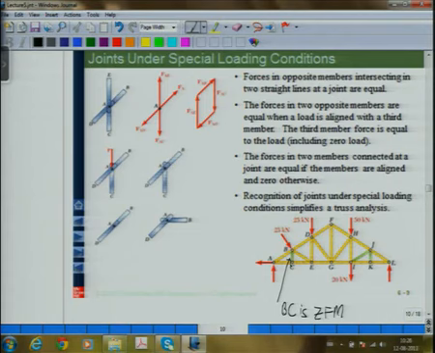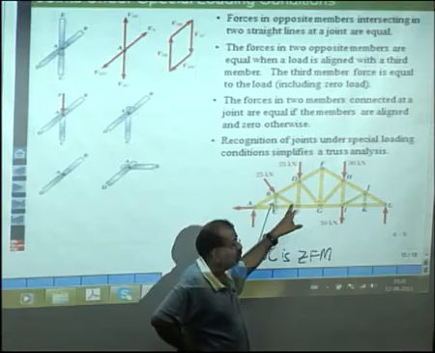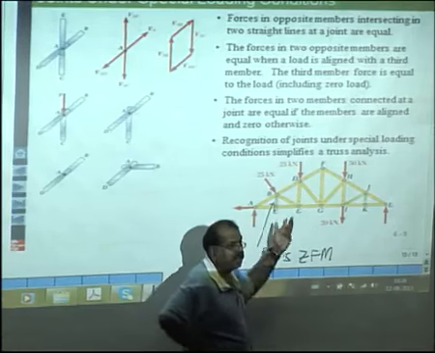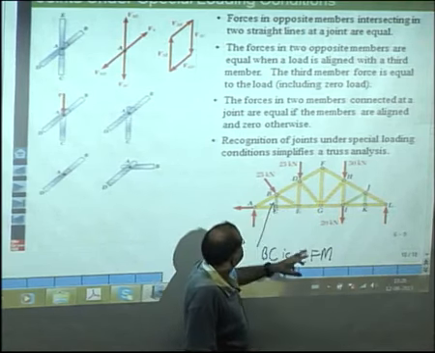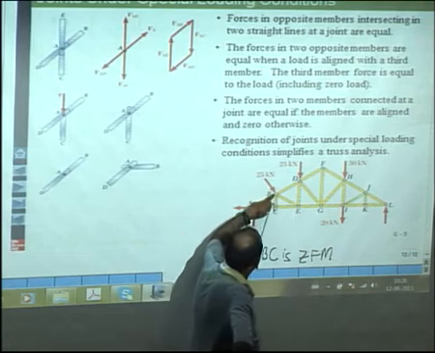Okay. Now I go to pin E. Can I make any such deduction? No. Why? Because I have 4 members and they are not collinear, so I can't. I go to point D, to the pin D, or let's go to the pin B.